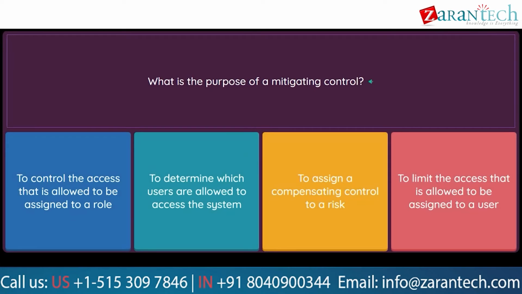Question: What is the purpose of a mitigating control? Option 1: To control the access that is allowed to be assigned to a role. Option 2: To determine which users are allowed to access the system. Option 3: To assign a compensating control to a risk. Option 4: To limit the access that is allowed to be assigned to a user.